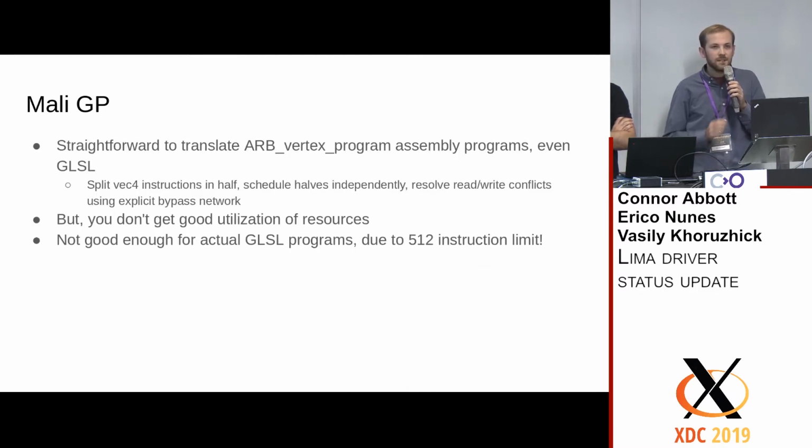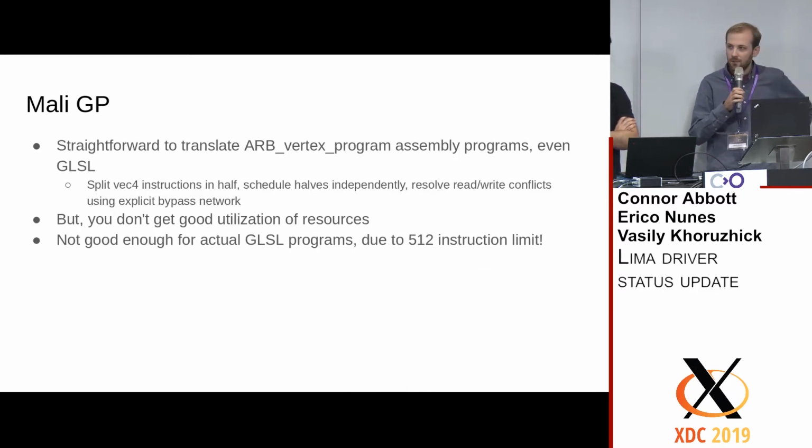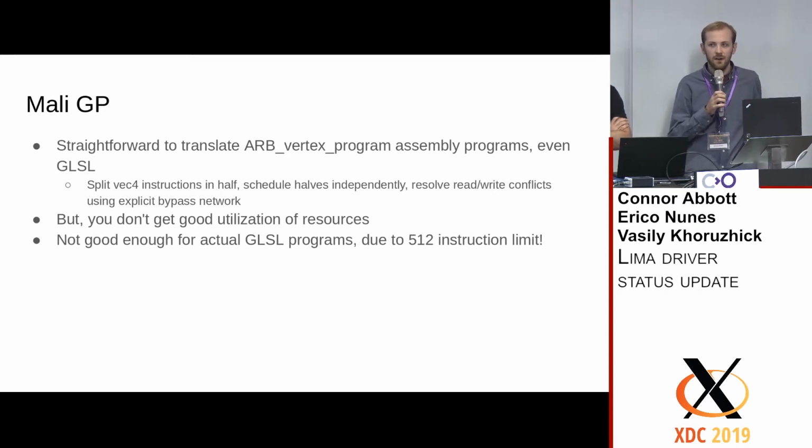So it's pretty straightforward if you want to write a simple compiler for this, because it's designed to handle old vector programs. You just split each instruction in half because there's 2 adds and 2 muls, and then you schedule one part here, one part there, and then if there's a hazard, you just rewrite it to use the result of the last unit directly.